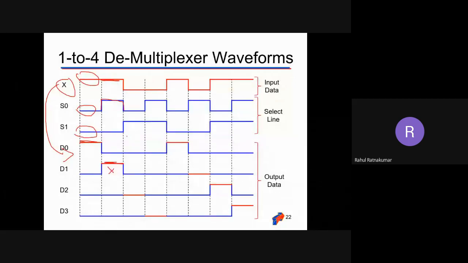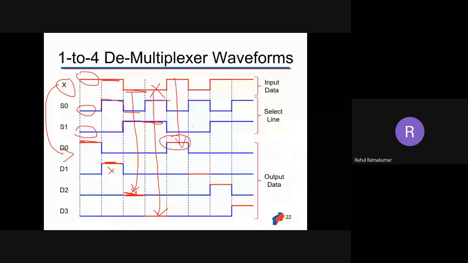Now we can see S1 is going high and S0 is going to 0. Now D2 is going to get the value of X. X is 0 here, that is why D2 is also getting 0. Again there is a change: S0 is going to 1 and S1 is also going to 1. So 1, 1, and now the value of X is going to D3. Likewise, again the select values change to 0, 0, so X is going to D0, and so on and so forth.